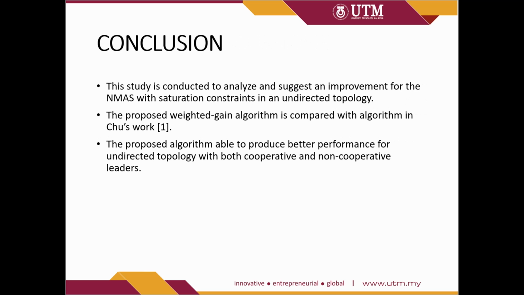As a conclusion, this study is conducted to analyze and suggest an improvement for the network multi-agent system with saturation constraints in an undirected topology with both cooperative and non-cooperative leader. The proposed weighted gain algorithm is compared with the algorithm in Chu Hongjun's work, which uses low gain feedback, and it could be seen that the proposed algorithm can be adapted to the topology given. And thirdly, the proposed algorithm is able to produce a better performance for undirected topology with both cooperative and non-cooperative leader.